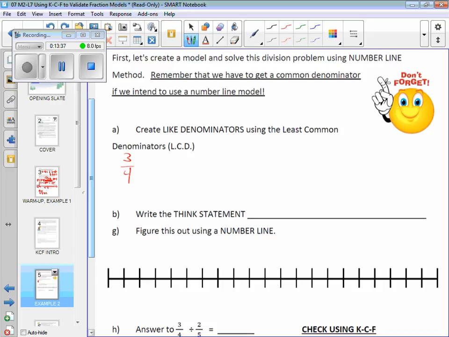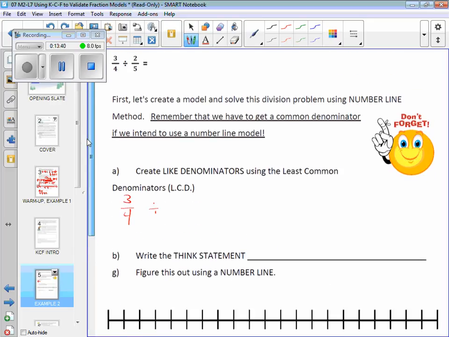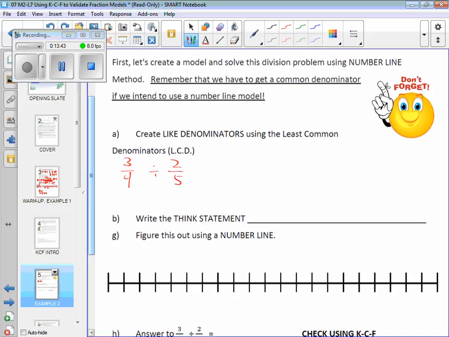I have my 3/4 being divided by 2/5. And the first thing I want you to do is come up with a common denominator for both. The lowest, if we could. For 4 and 5, what's the lowest? Okay, so this over 20 and this over 20. Four times what makes 20? You could just say it out loud. 5. So 3 times 5 is 15. 5 times what makes 20? 4. And 4 times 2 is?